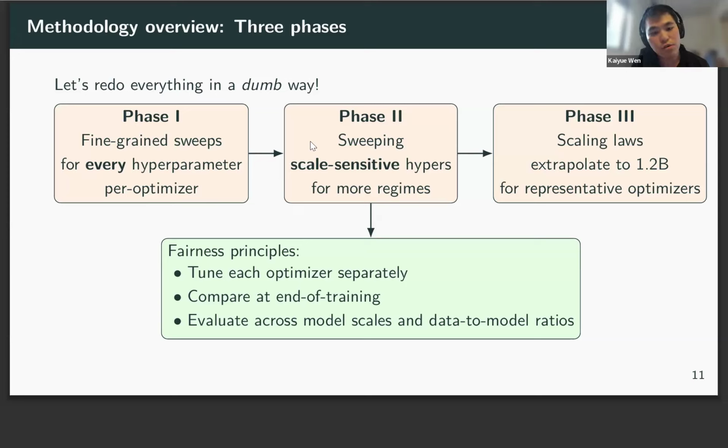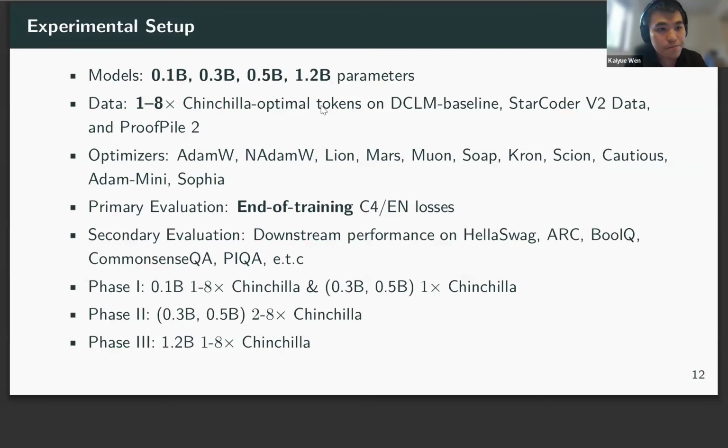We want to tune every optimizer's hyperparameters roughly separately, and each one should be compared towards the end of training. And finally, we want to evaluate across as many model scales and data-to-model ratios as possible, because we suspect that the ranking of optimizers can change across different model scales and different Chinchilla regimes. And that's actually also true, and we will show this later.